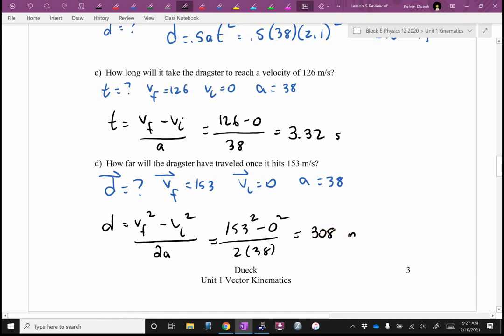In fact, last year I might have said something like this. Don't write this down. There are 1, 2, 3, 4, 5 things in kinematics. And I think I would have said something like, if I know 3, I know the 4th. Really, if I know 3, I know all 5, because if I know 4, I can find the 5th. If I know 3 of these, I can find all of them. And that's something we're going to be doing an awful lot when we start going two-dimensional.